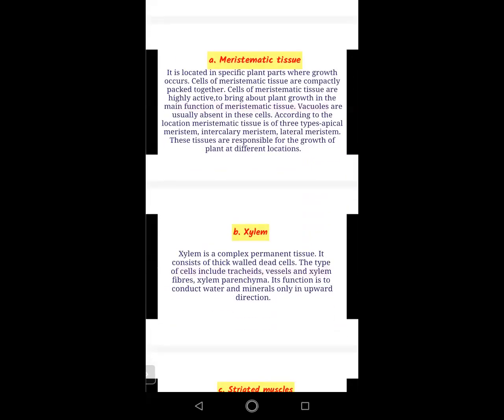Now next, xylem is a complex permanent tissue. Write down first of all meristematic tissues. I already told you, don't take the screenshot. This is a very bad habit. You have to write the question answers. Please take out your notebook and write it down right now. We have sufficient time to write. Don't take the screenshot. And no, don't do this kind of thing. You have to write in online class only.